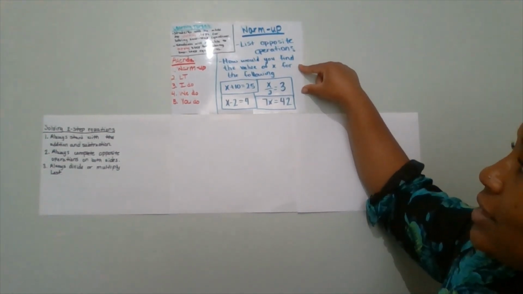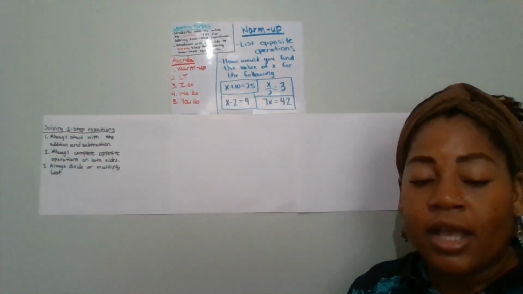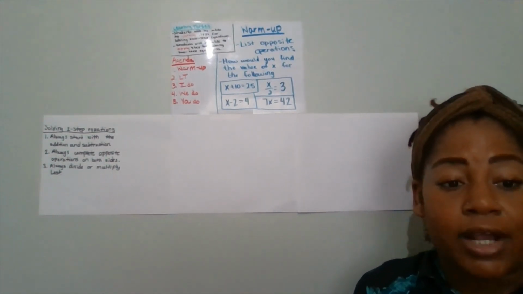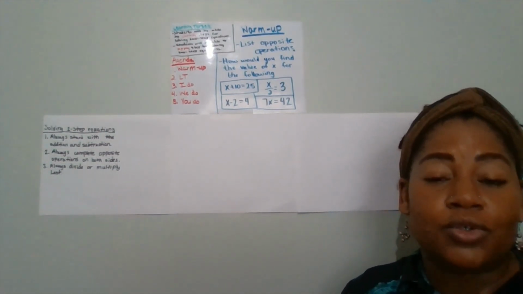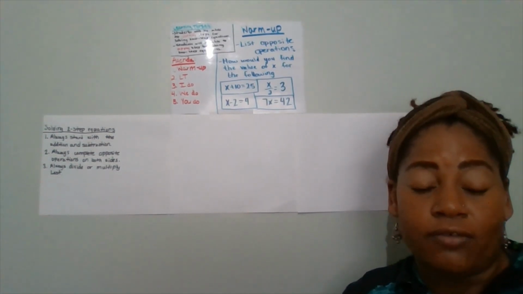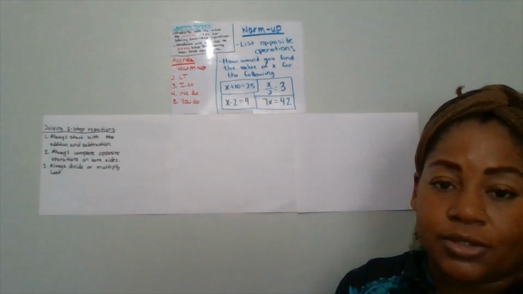the next part that says, how would you find the value of x for the following? I'm not asking you to solve for x. I'm not asking you to give me the answer for x. I want you to tell me how would you solve it? What would be the step that you would take to get that answer?